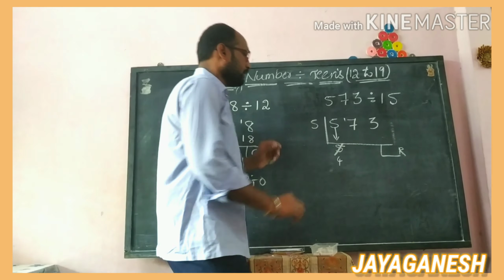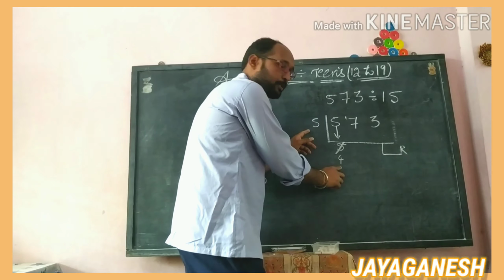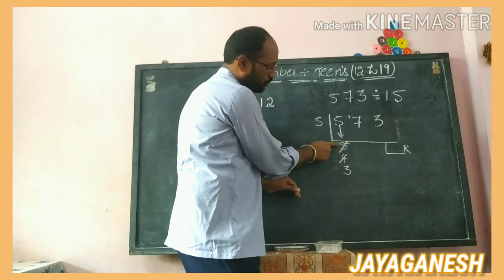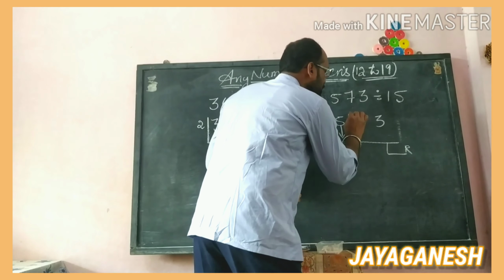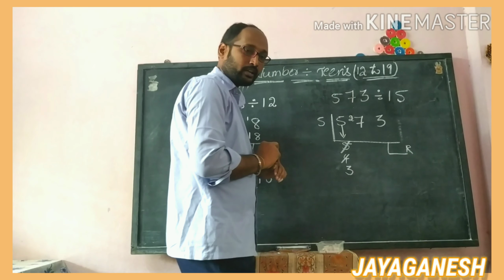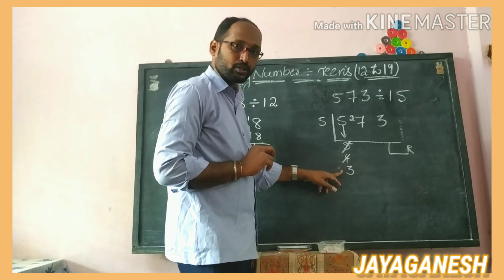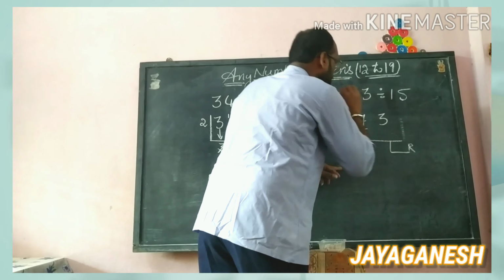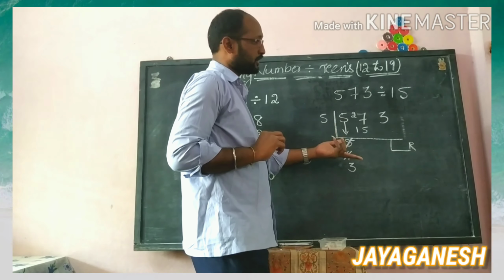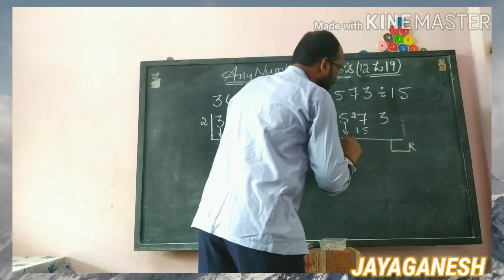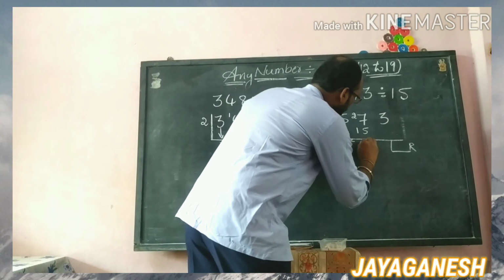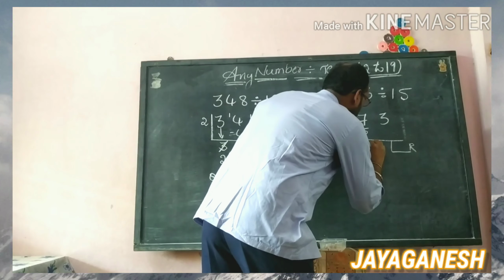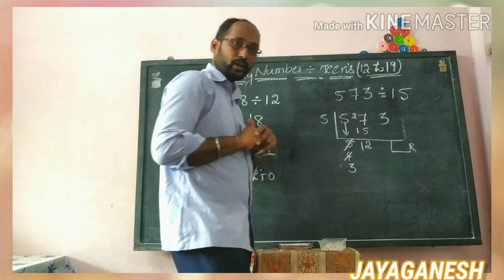Then 5 4s are 20. Still it is not possible. One more time reduce. It becomes 3. How many times did you reduce? 1 and 2. It means you need to give 2 here. Clear, children? Now check it. 5 3s are 15, possible? As it is possible, do minus 15. 2 minus 1 is 1. It is not possible. Then it will be 1, and 7 minus 5 will be 2. Then you got 12 here now.